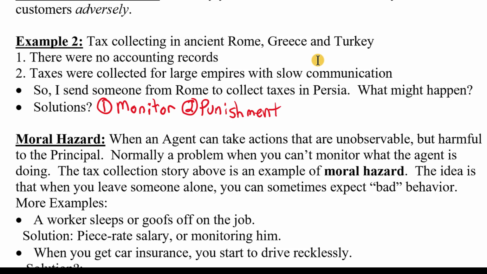In other words, you go out there, you collect taxes for me, and if you don't do it honestly, if you give me any kind of reason to think that you're cheating, I'll just kill you. Do all sorts of terrible things.